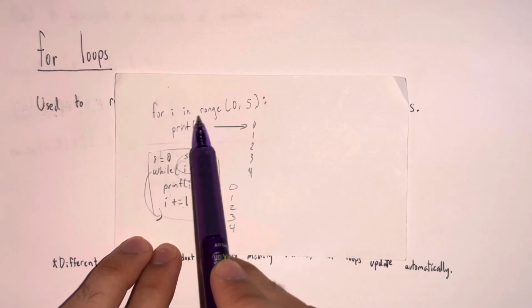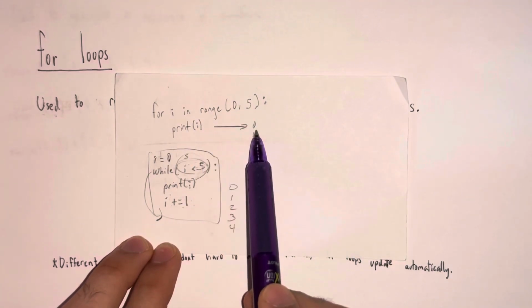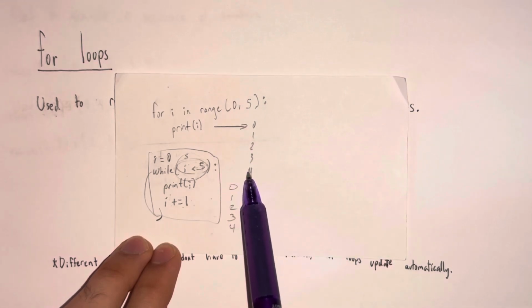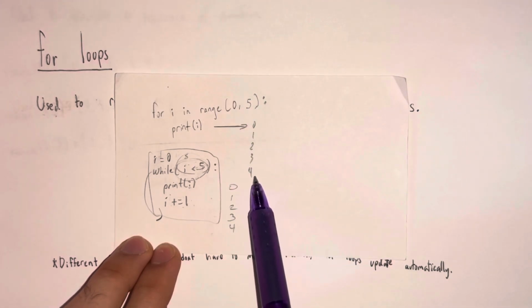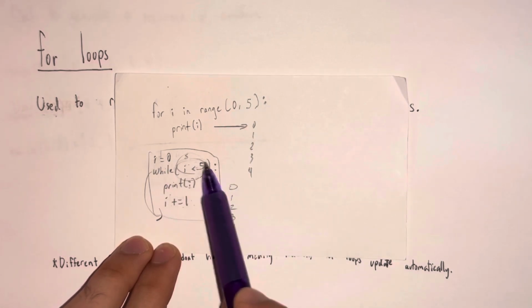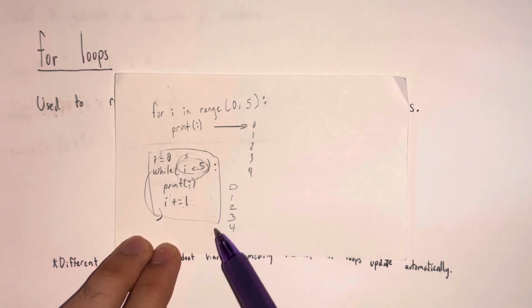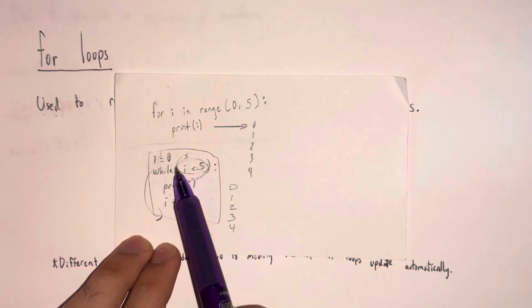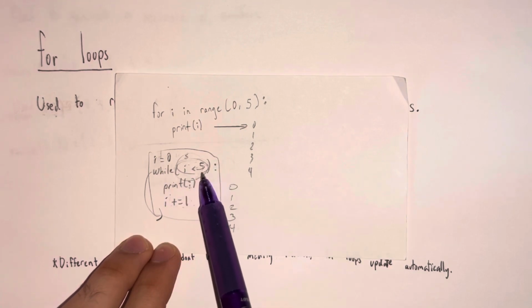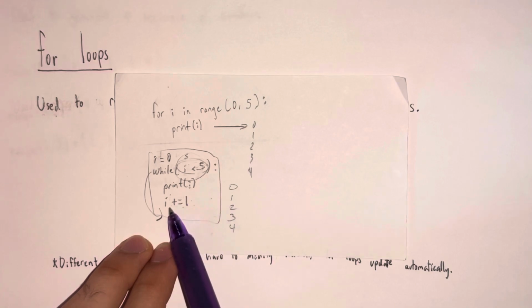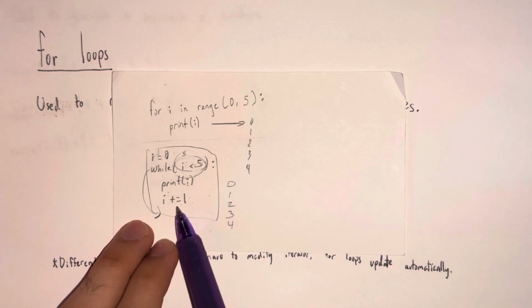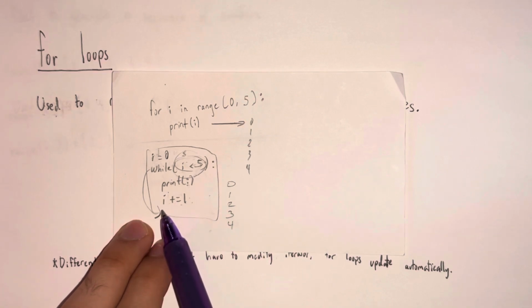But this is for I in range 0 to 5. So that's just going through all the numbers 0, 1, 2, 3, 4. It doesn't go to the last one. It just goes to the second to last. So 0 to 4. Here, this while loop is doing the same thing. We say I equals 0, while I is less than 5, print I, and then we iterate I, or we update the iterator I by adding 1.